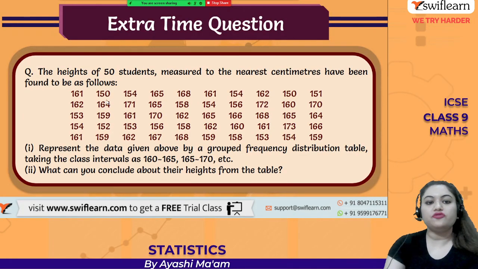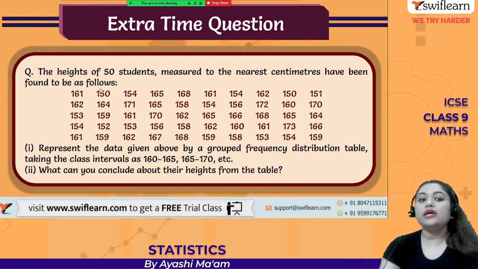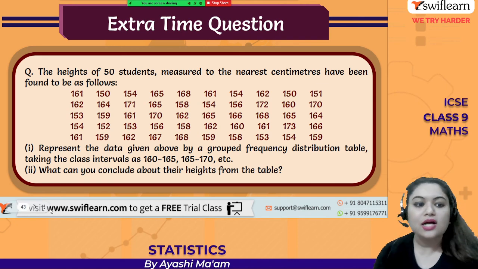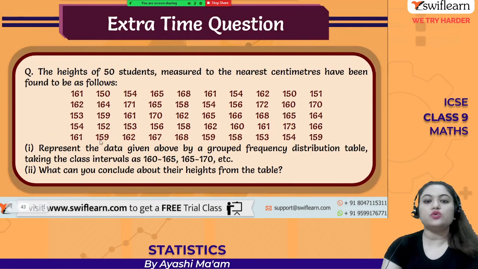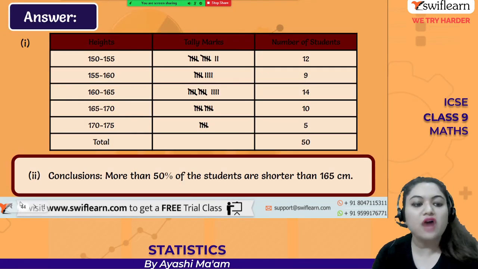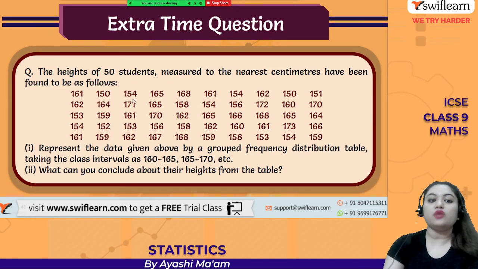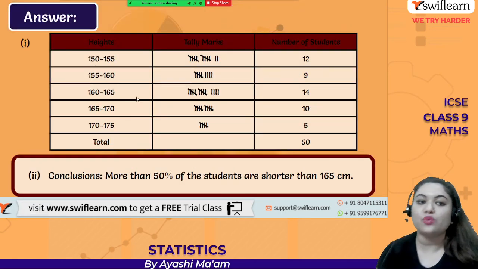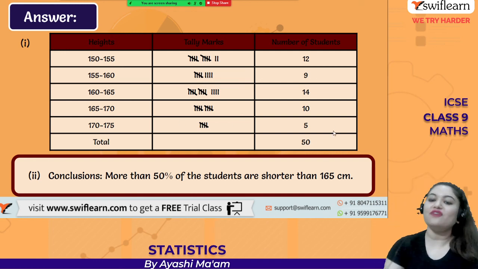Why we started it from 150? क्योंकि यहाँ पर lowest है 150, तो 150 को तो आपको include करना है ना? So 150 to 155. How many students you can see? So just count and then you can write it down. 12. 155 to 160. So how many times the numbers between 155 and 160 is occurring? So look at the data, count and write it down. 9. 160 to 165, 14, like that. 170 to 175, 5. Okay.